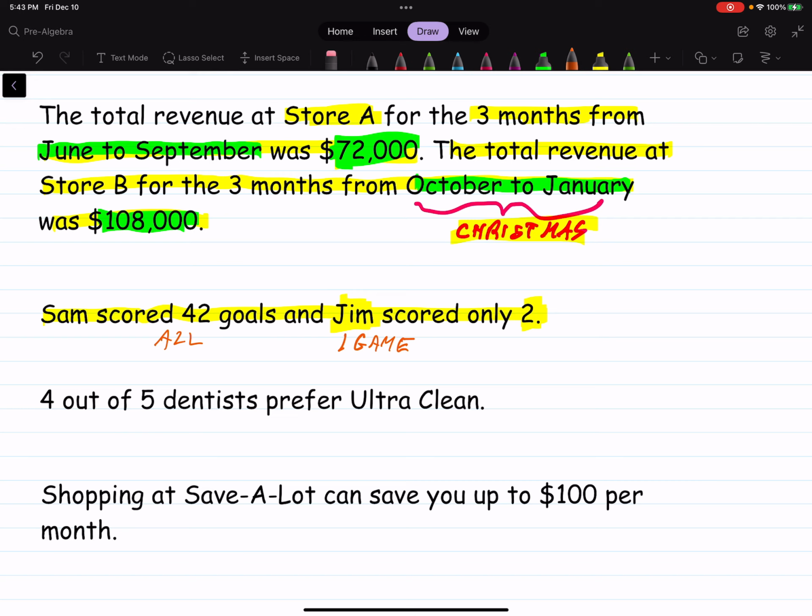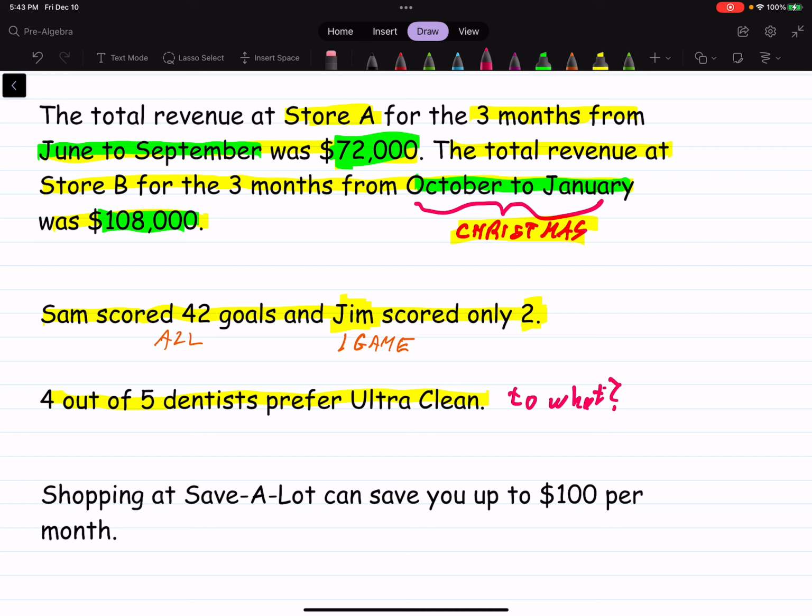The next one is 4 out of 5 dentists prefer UltraClean. Well, first of all, they prefer UltraClean to what? What do they prefer it to? We don't even know. Maybe they were preferring UltraClean toothpaste to the worst toothpaste on the market, or were they comparing it to the best-selling toothpaste on the market? We don't know. So there's just not enough data here.